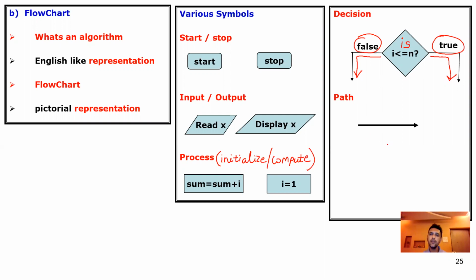Finally, the last symbol which we are going to use is the connector. Now, the connector is always given inside a circle. And inside the circle, you can write anything, A, ABC, XYZ, anything. How exactly this connector works, I'll explain later on. So except the connector, I have explained everything else.